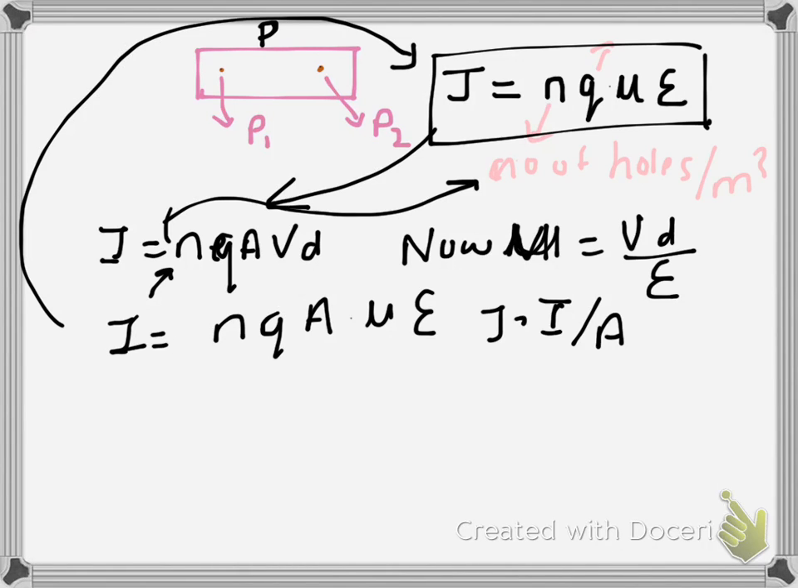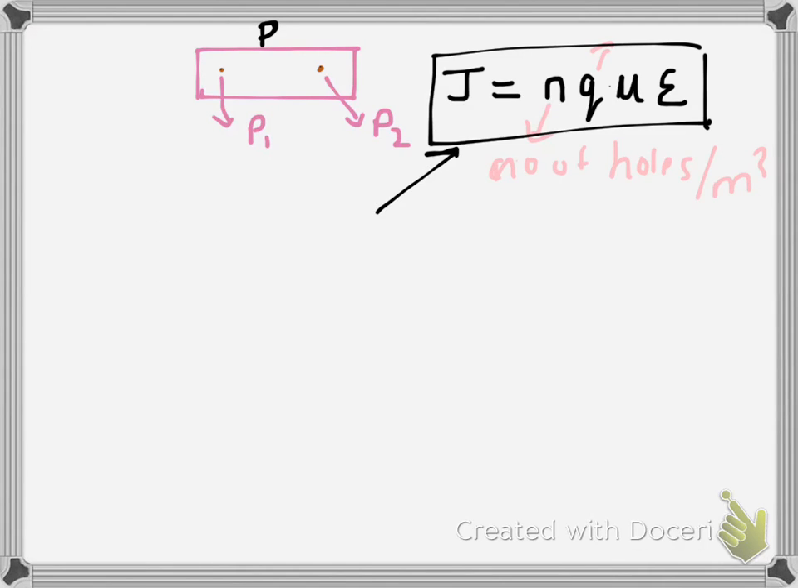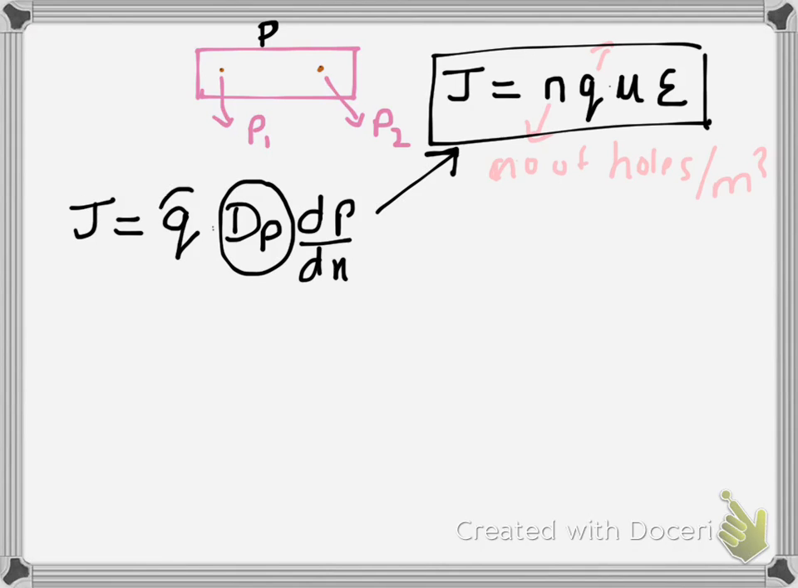Now let me clear everything on the board. So we were here with the J. This will be the J due to drift current. Now let us talk about J due to the diffusion current. In case there is a difference in concentration in charges, there will be a current density which will be equal to J is equal to Q into dP by dx. dP by dx is the charge gradient. Q is the charge on the electron.